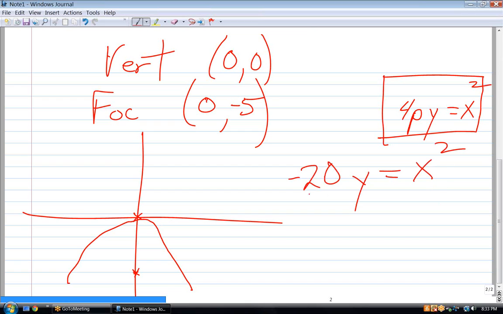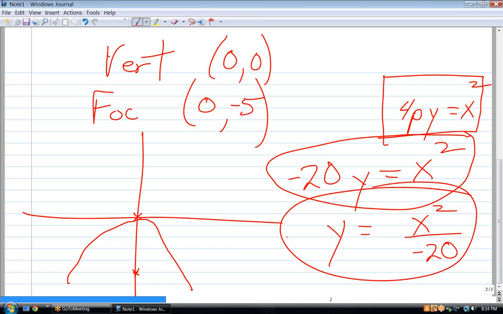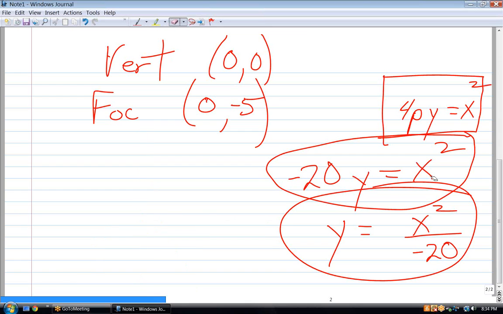And again, if the teacher wants you to put it as a y equals, then I have to divide both sides by -20, and I get that. So either of those that I have circled is the correct answer to this problem. Okay? What else you got?